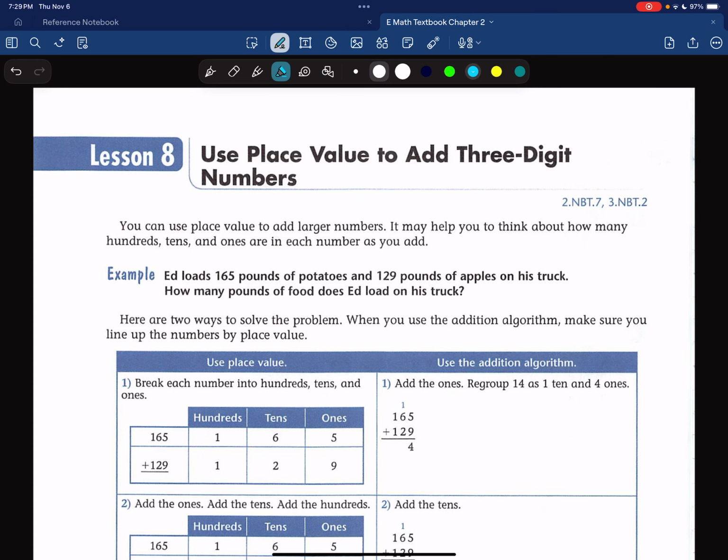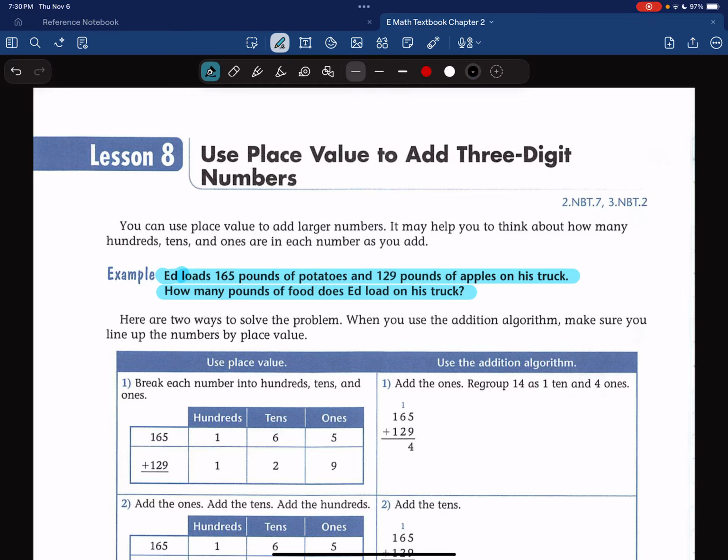It's called Lesson 8. Use place value to add 3-digit numbers. You can use place value to add larger numbers. It may help you to think about how many hundreds, tens, and ones are in each number as you add. And here's our example. Ed loads 165 pounds of potatoes and 129 pounds of apples on his truck. How many pounds of food does Ed load on his truck?